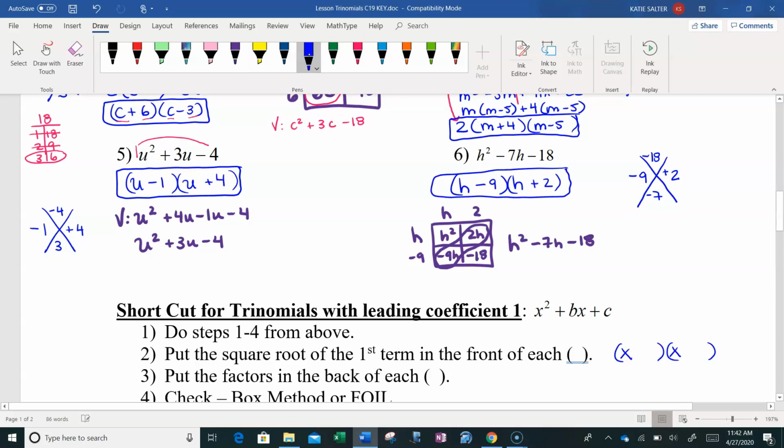All right, guys. So, again, if you do not like the shortcut method, don't use it. Just do it the long way every time. It always works. You've got a short little Delta Math assignment to do now. And tomorrow we will factor all trinomials.